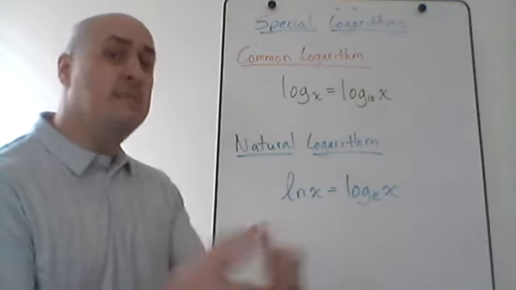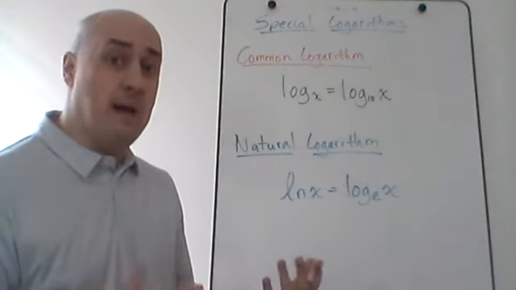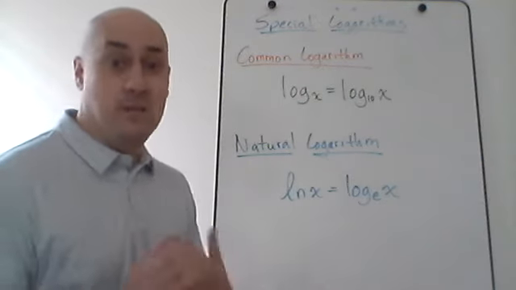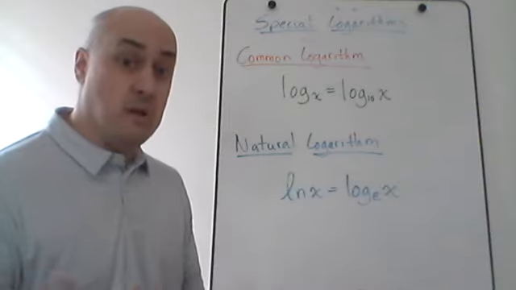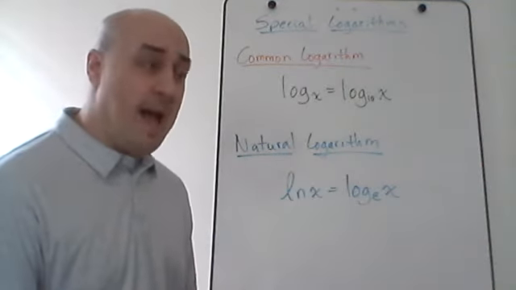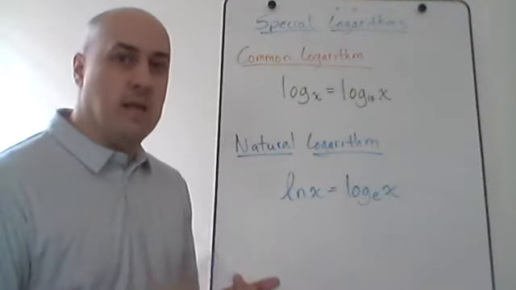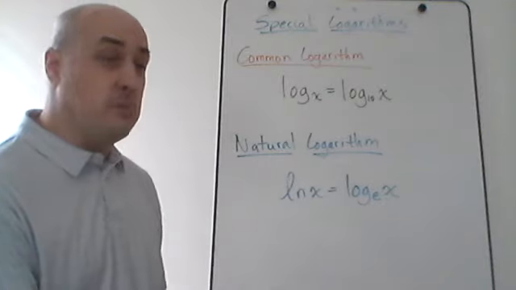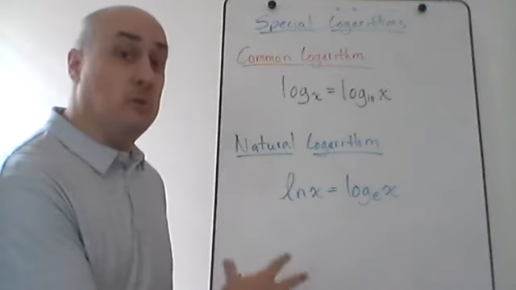So there are an infinite number of logarithms that we could have, because the base of that logarithm could be any positive number besides 1, and there are an infinite number of positive numbers other than 1. The other important thing to remember is that logarithms and exponentials are inverses of each other, and that'll explain why we have the two special logarithms.